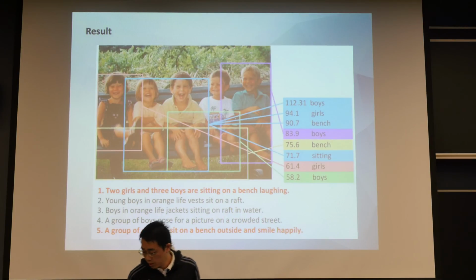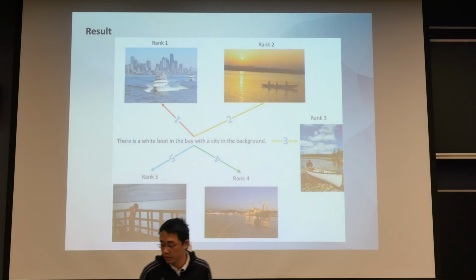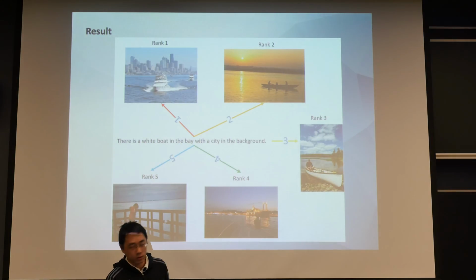We also show an example of the reverse process, called image search. In this case, given the sentence 'there's a white boat in the bay with a city in the background', we output the top 5 images extracted from our database. You can see that the first image is the best image.